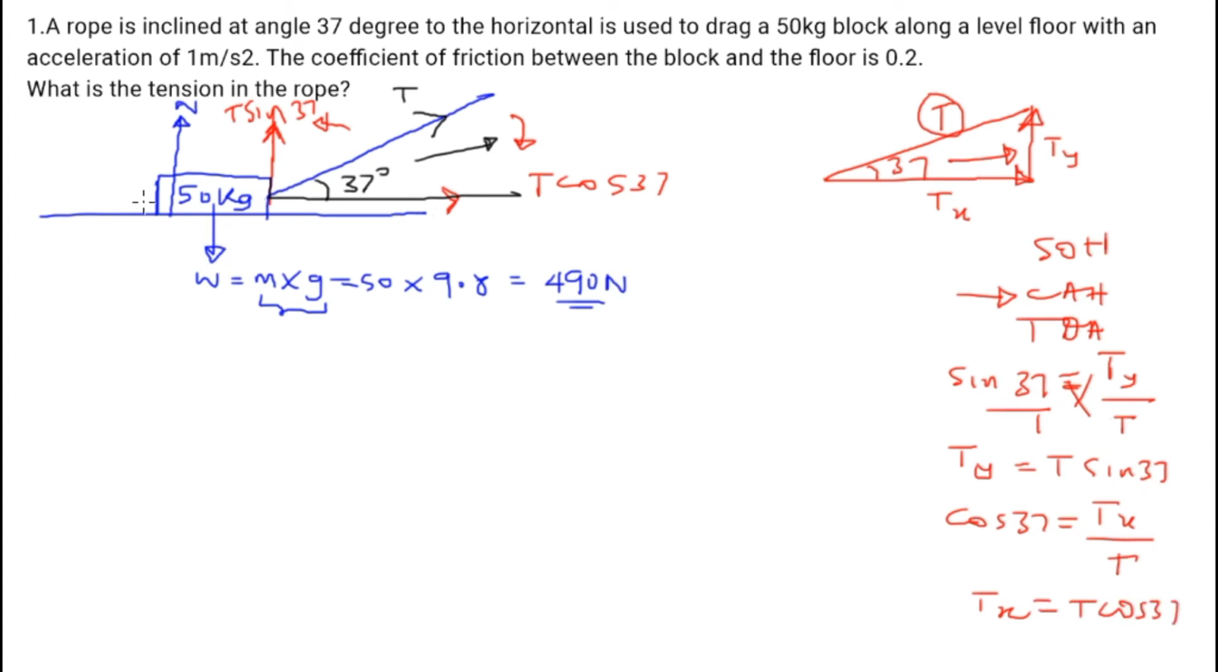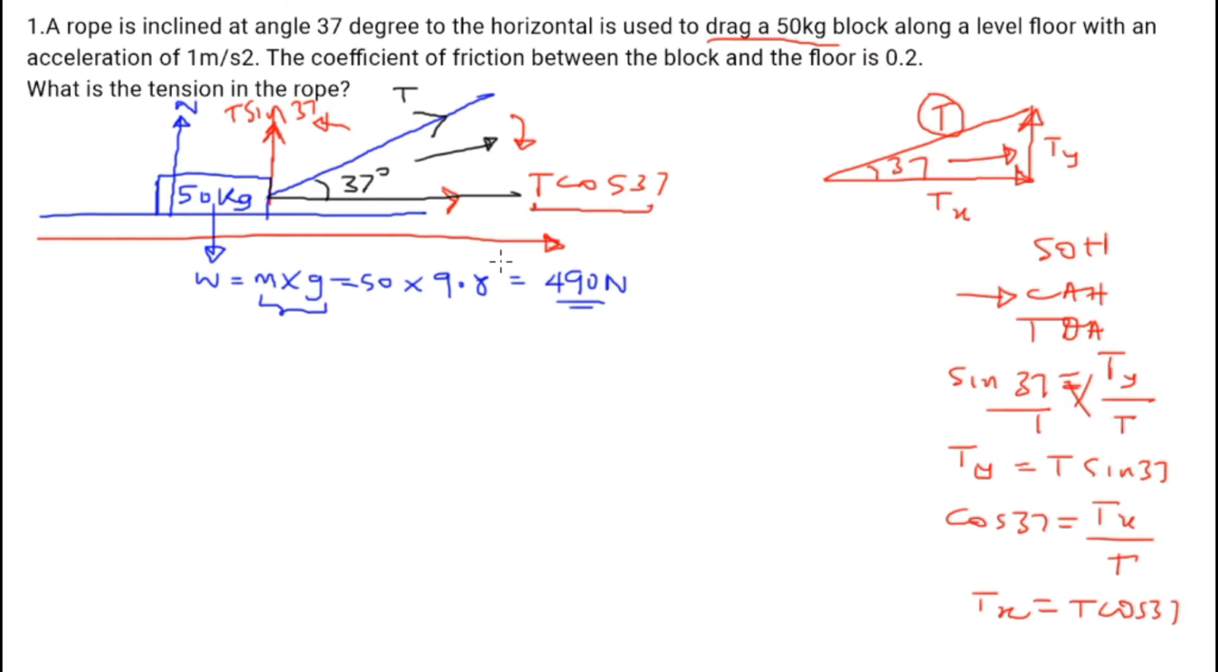Notice that T cos 37 degrees pulls this object, because the question says that this force, the tension T, is used to drag the 50 kg block on a level floor at a particular acceleration. That means the object will tend to move in this direction, in the direction of the horizontal component of the tension.